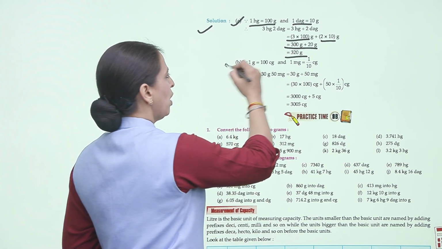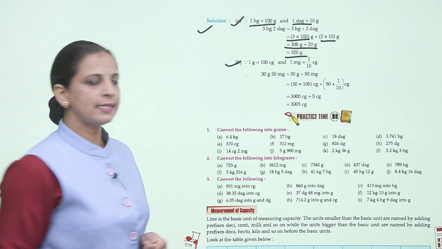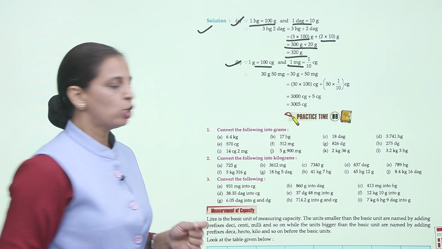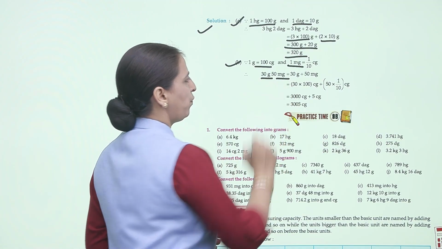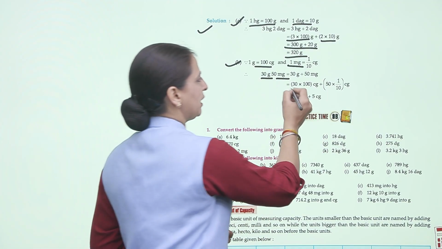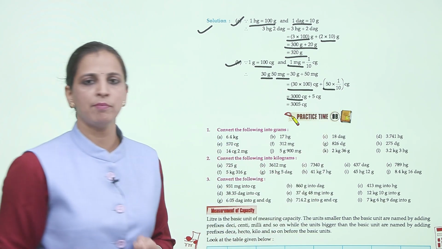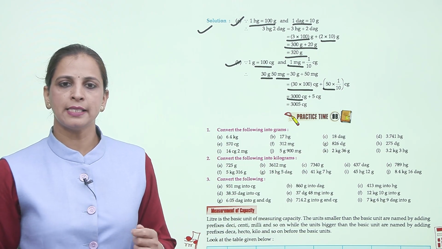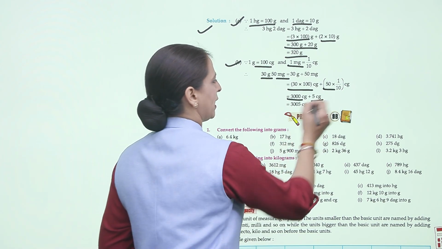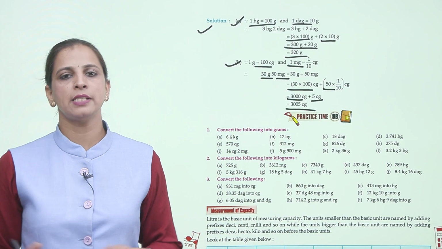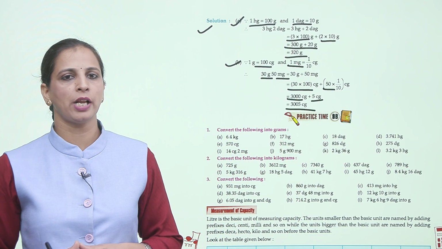Now B part, 1 gram is equal to 100 centigram and 1 milligram is equal to 1 upon 10 centigram. So 30 gram and 50 milligram is equal to 30 multiplied by 100, that becomes 3000, and 50 milligram multiplied by 1 upon 10 centigram, that is equal to 5 centigram. Total is 3005 centigrams. So children, using the same method you will try the exercise yourself.